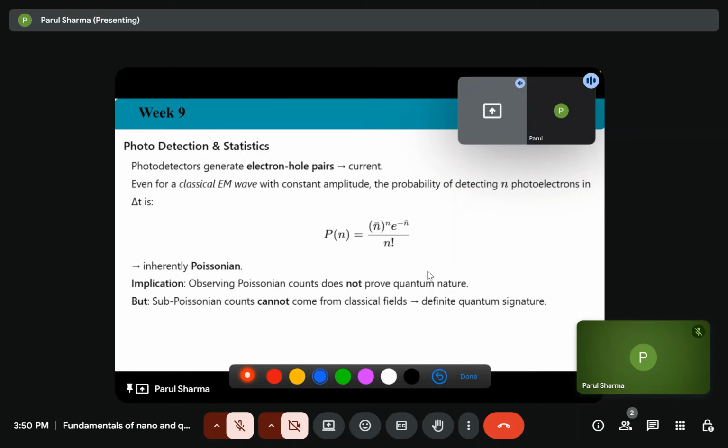So that is photodetection. Photodetection, shot noise limit.